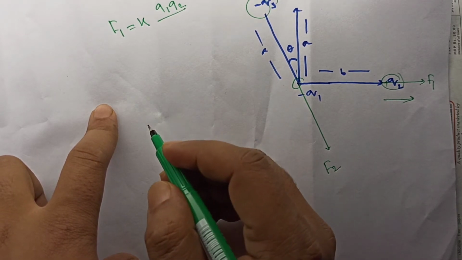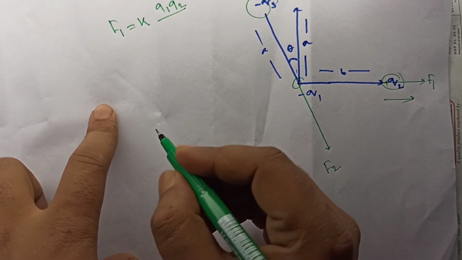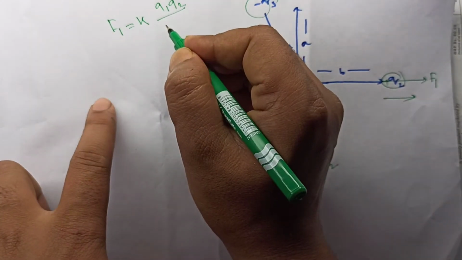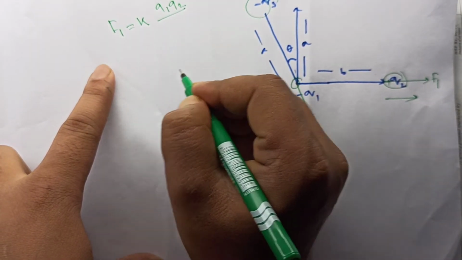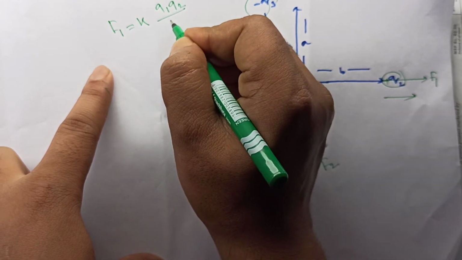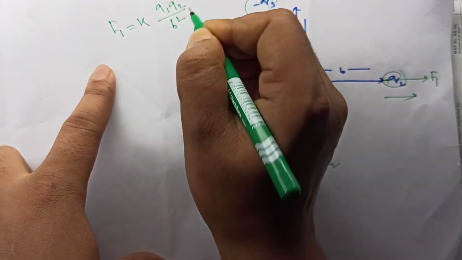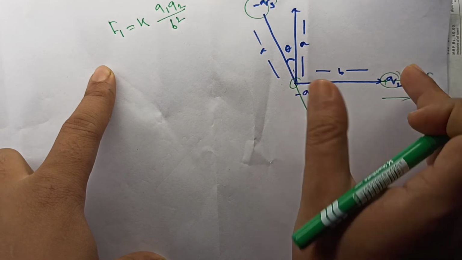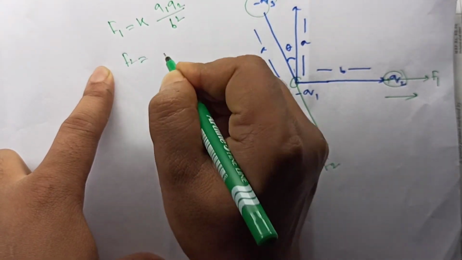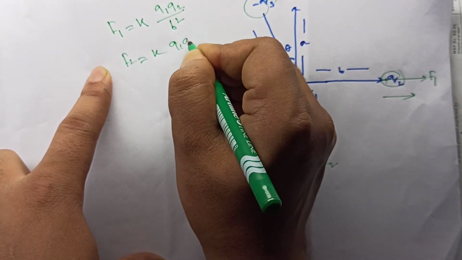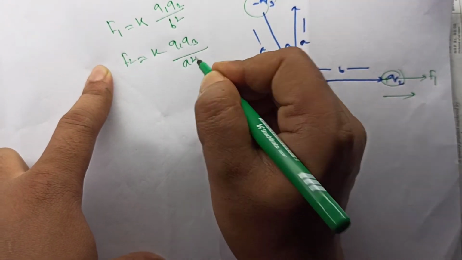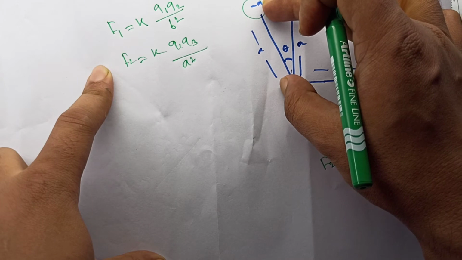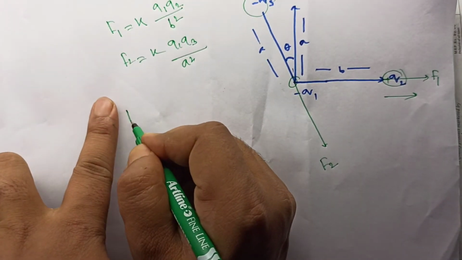So we have to find out the x component of force on minus Q1. Before we find that, we need to know what is F1 and F2. What is F1? F1 will be K into Q1 Q2 by B square, because the distance between them is B. And what will be F2? F2 will be K into Q1 Q3 by A square. Why A square? Because the distance between them is A. Clear?